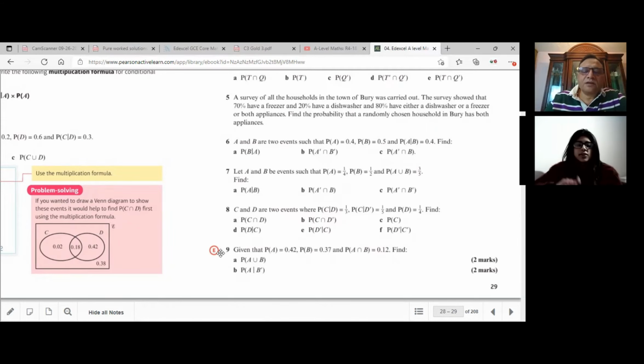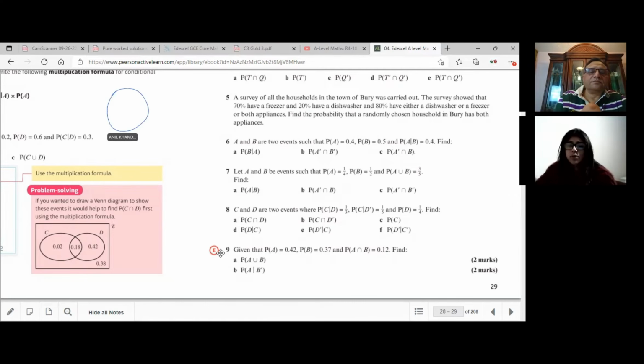Okay. So given that probability of A is 0.42, probability of B is 0.37, and probability of A and B is 0.12, find the probability of A union B. So yeah, that's using the formula. That's easy. So the intersection of A and B is 0.12. We'll write down always in the center, inside out, right? Probability of B is 0.37.